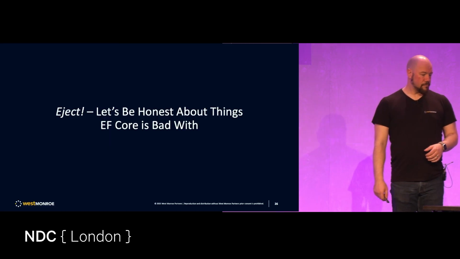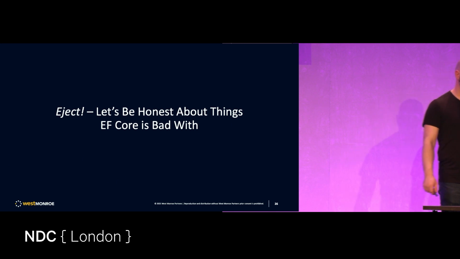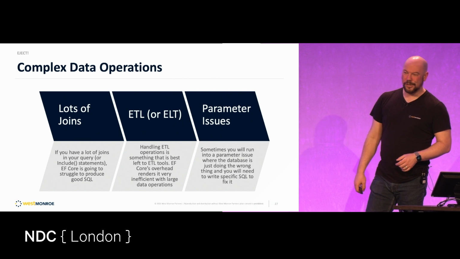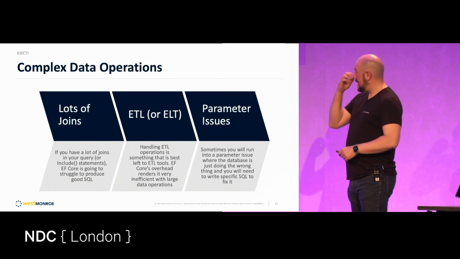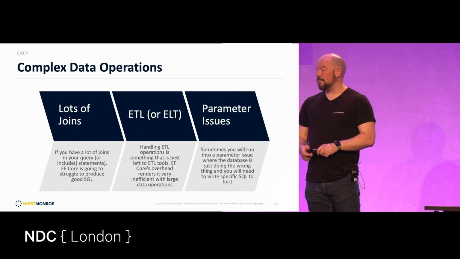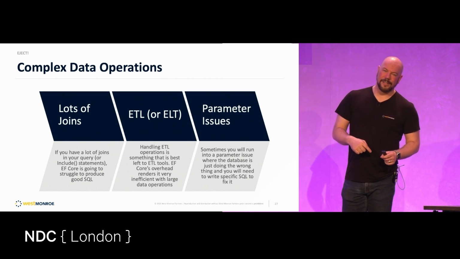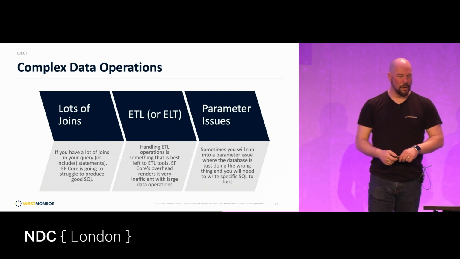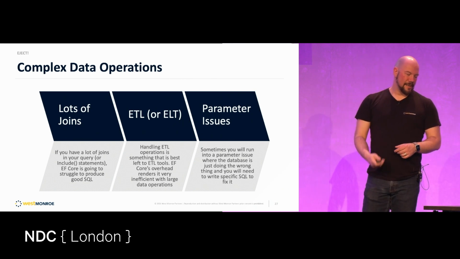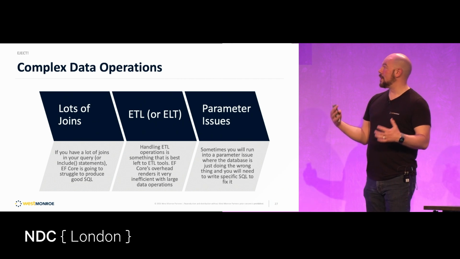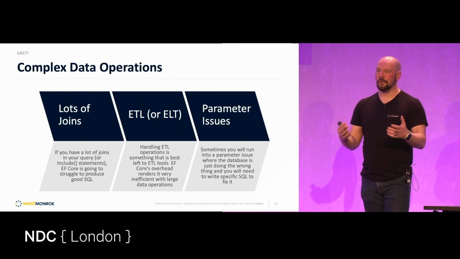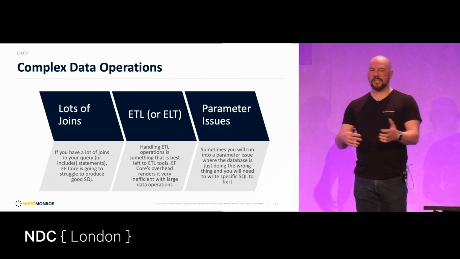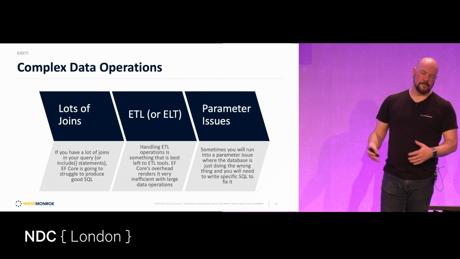Right. So let's talk about the things that Entity Framework Core is really bad at. Lots of joins. I had a great example of this from Entity Framework 6 that was like this wonderful arrow pattern of a query, and I've lost the image, unfortunately. But if you have a lot of joins, so include, EF Core is going to struggle to produce good SQL. It's not only that it looks ugly, but it is actually not optimal.